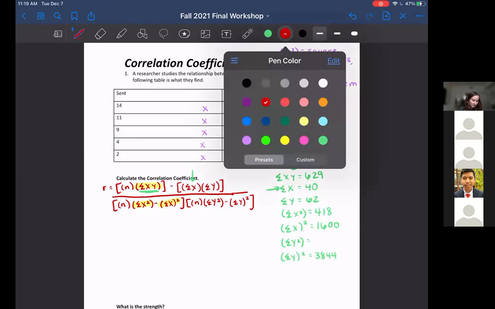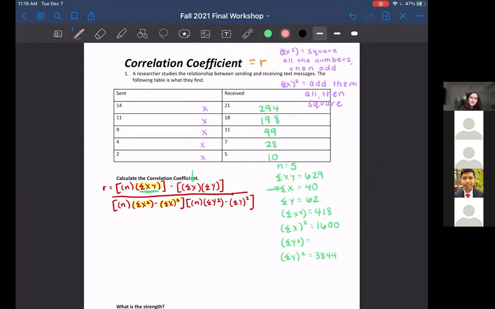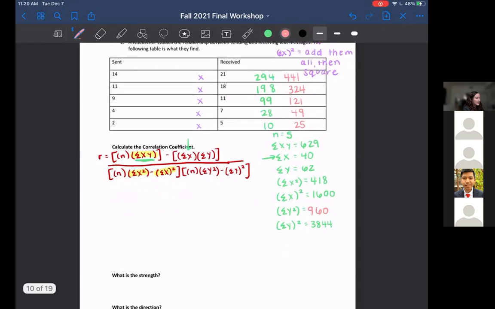Okay, what is 21 squared? Can anyone tell me? 441. 441. Okay, and what's 18 squared? 324. 324. Okay, and what's 11 squared? 121. 121. Good. And what about 7? 49. 49. And 5 squared? 25. 25. Good. Okay, now what do we get when we add all of those up? 960. 960. Perfect. Good. Okay, so now we should have everything we could plug into the equation.